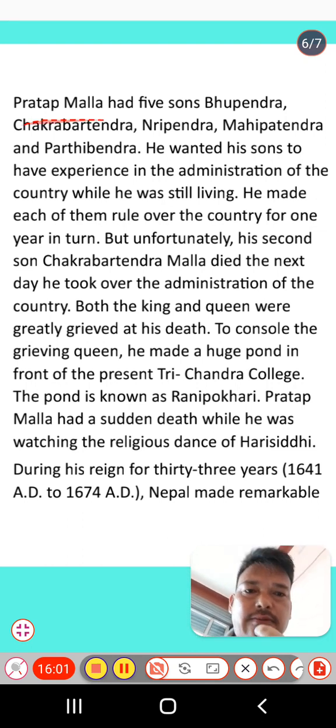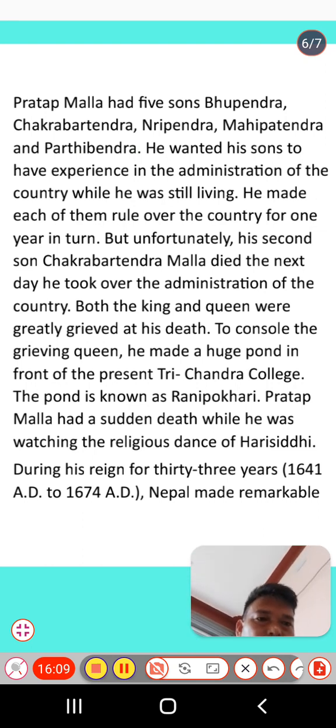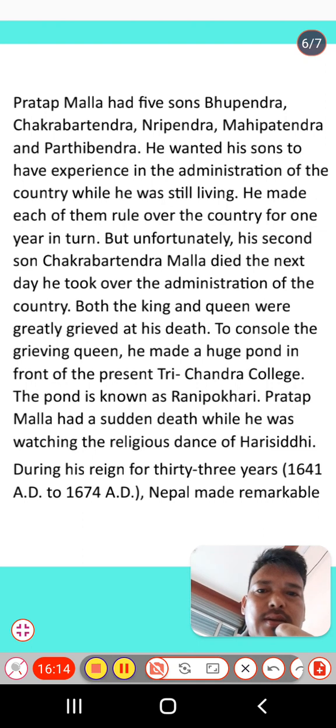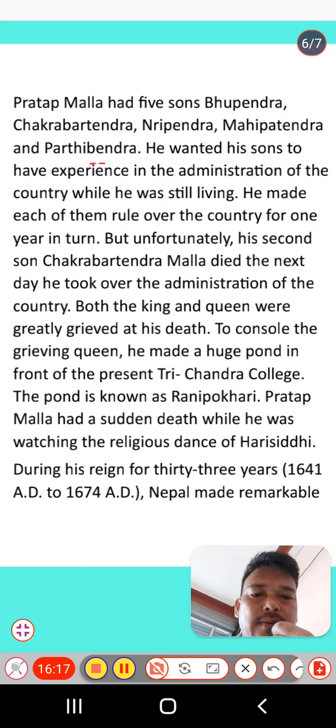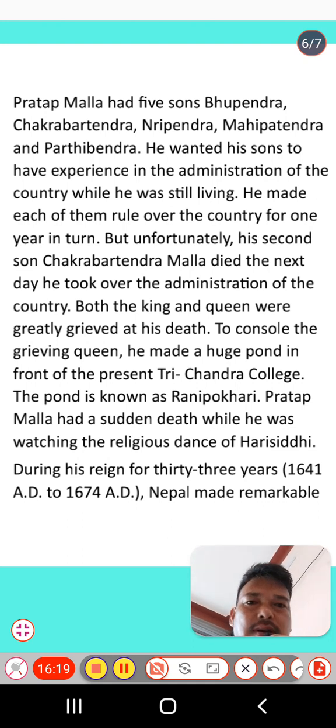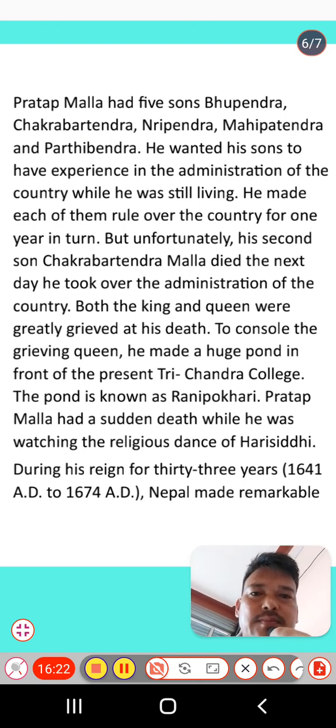Pratap Malla had five sons: Bhupendra, Chakravanendra, Naripendra, Mahipatendra and Parthibendra. The king had five sons: Bhupendra, Chakravanendra, Naripendra, Mahipatendra, and Parthibendra.